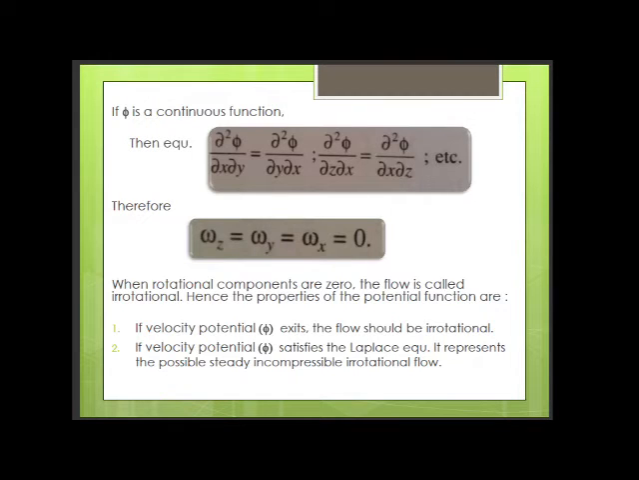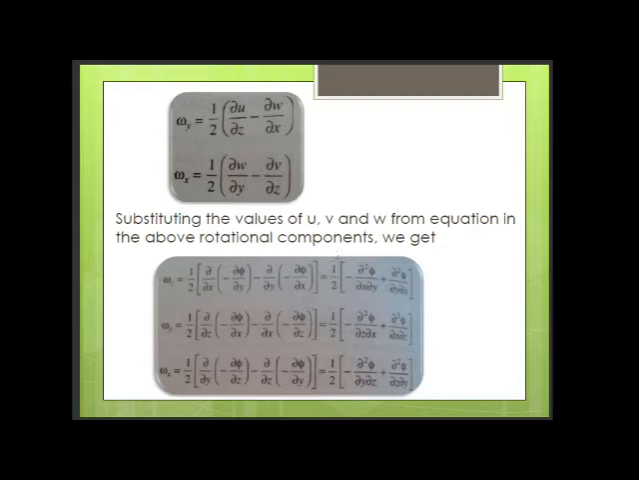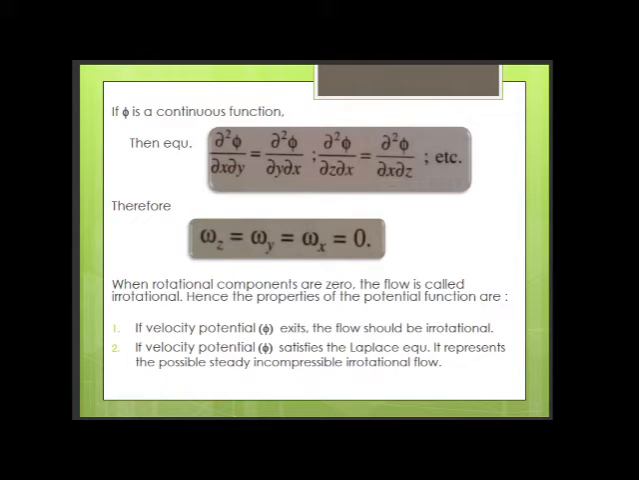So from these equations, the above equations of the rotational components become wz is equal to wy is equal to wx is equal to 0. All the terms will be equal to 0. When these rotational components are equal to 0, the flow is called an irrotational flow.